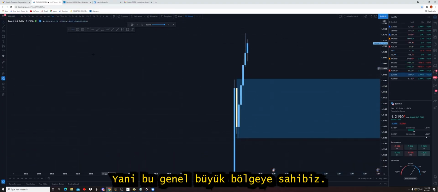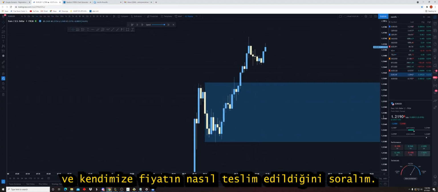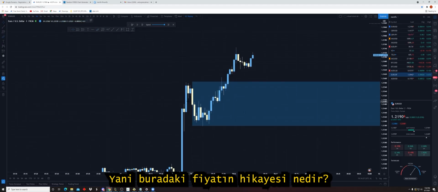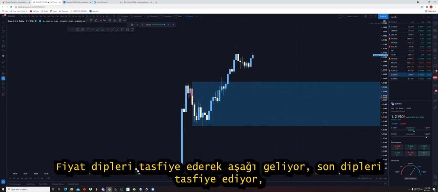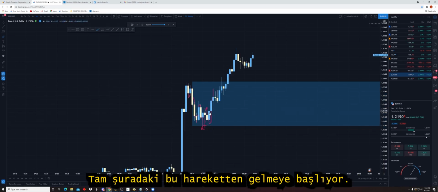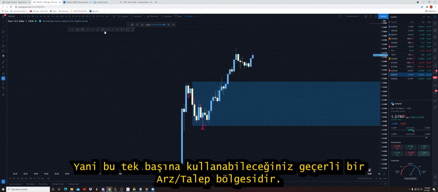So we have this overall big zone. Let's get to a 1-minute time frame and ask ourselves about how price delivered. Okay, so what is the story of price here? Price comes down, liquidating lows, liquidating final lows, right? Comes up, pauses, breaks structure. Where does that break of structure come from? This move right here. And did it get mitigated? No. So there's still unmitigated areas right inside of there. So that on its own is a valid SND zone that you can use.